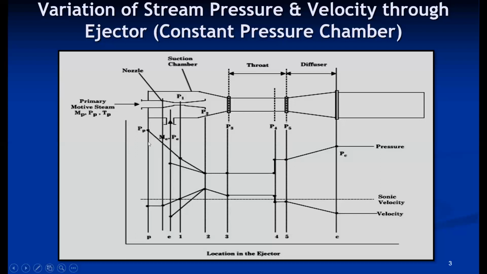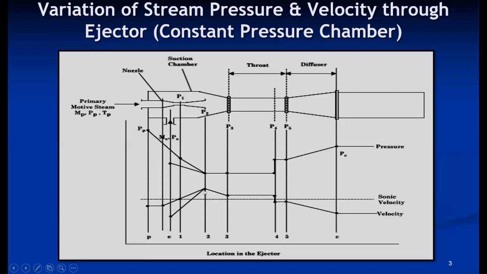This is how the pressure varies. From this particular point is the pressure variation of the mixture. And here, these two lines, this is the pressure variation of the primary fluid. This is the pressure variation of the secondary fluid. Similarly, velocity and pressure are inversely proportional. As pressure decreases, the velocity increases. The same thing applies to the secondary fluid.